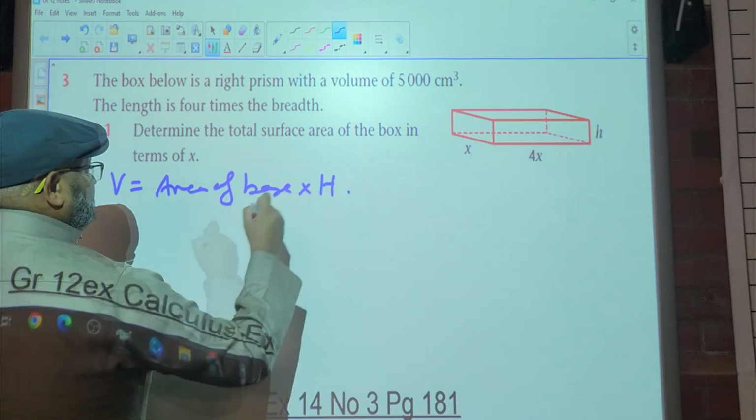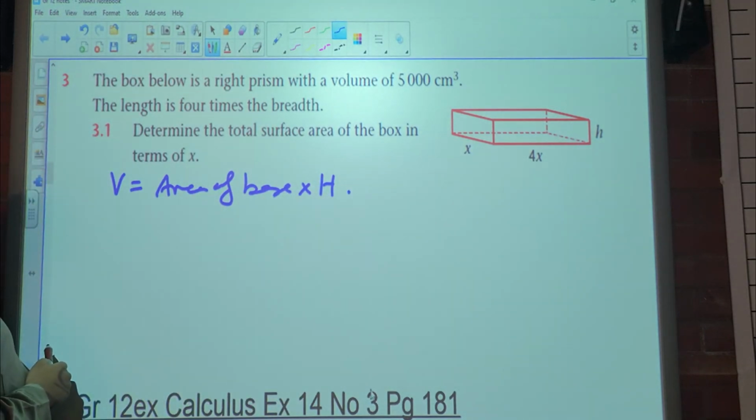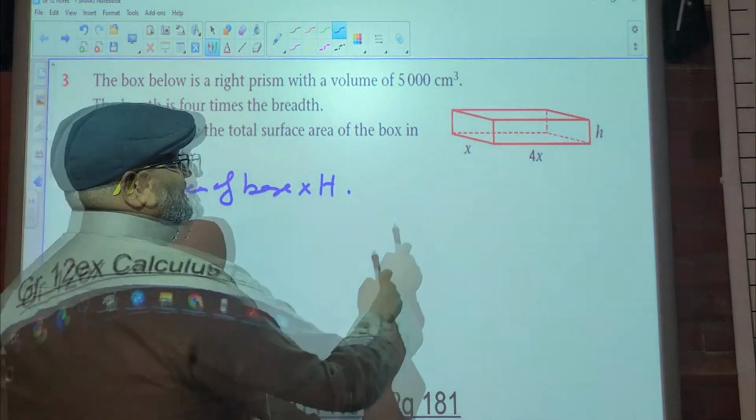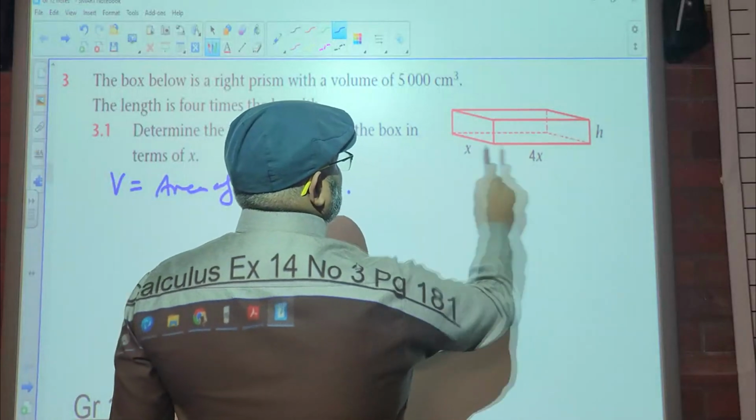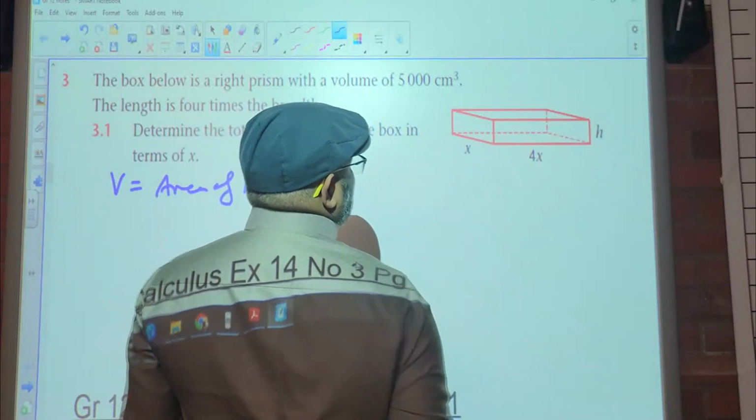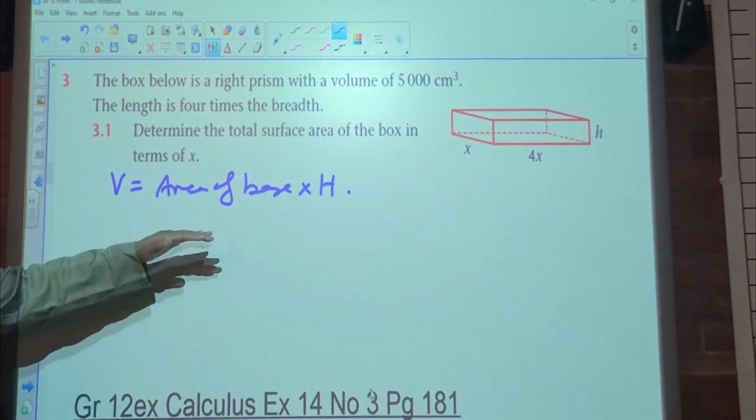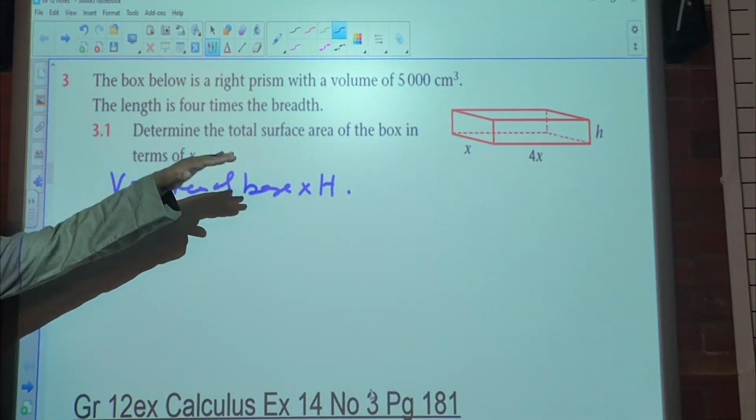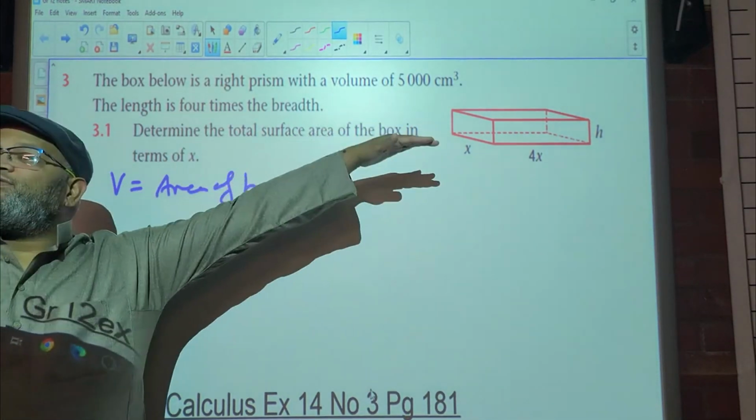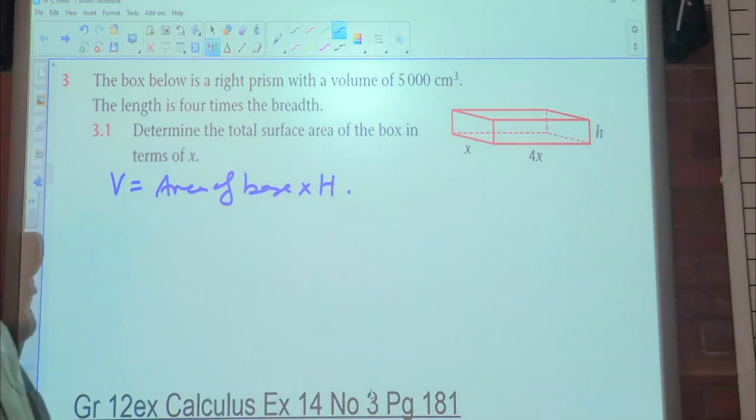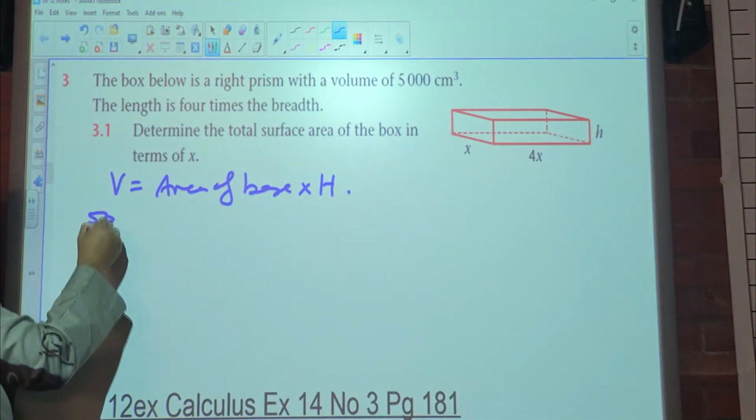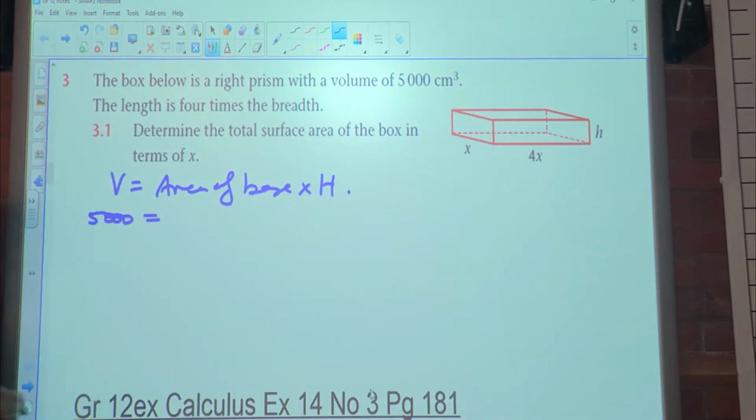times height. Alright. The length is 4 times the breadth. The breadth is x and you've got the height. Determine the total surface area. So what are we going to work out here, people? We're going to work out the height in terms of x. So what's the volume? 5,000 is equal to the area of this base.